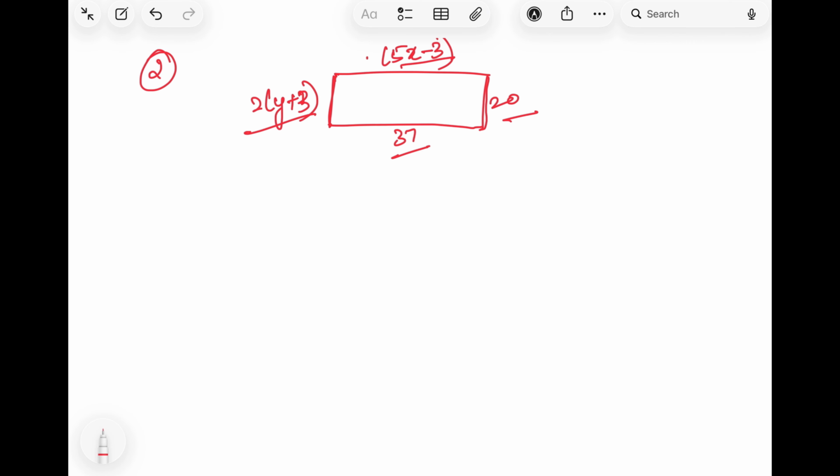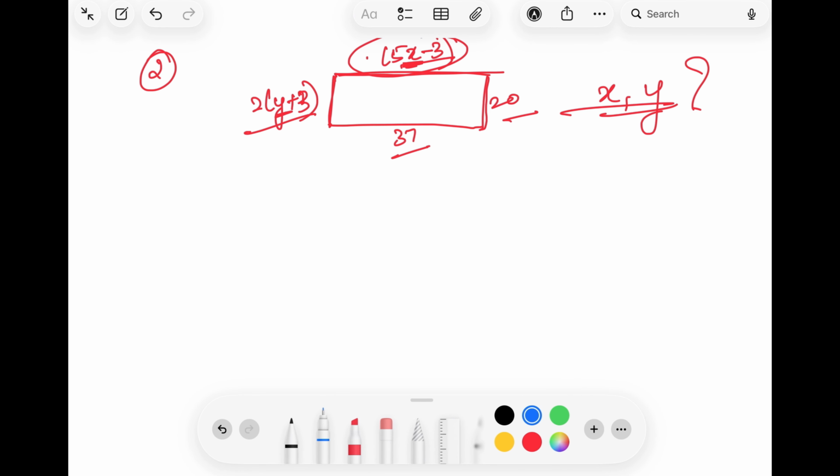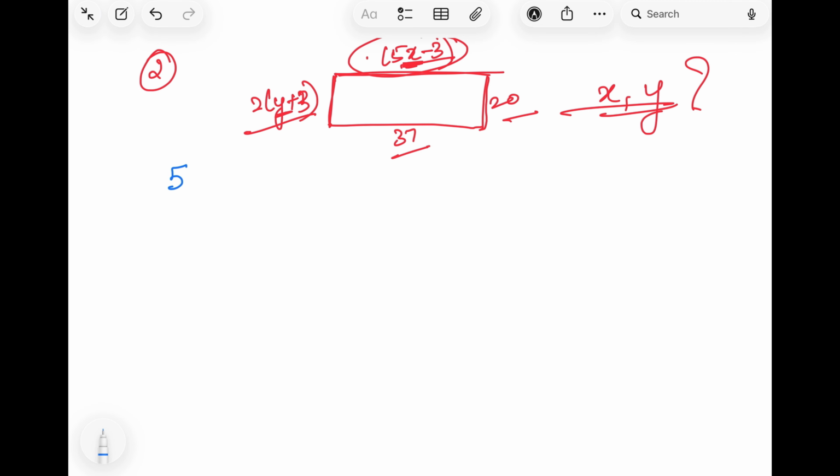So we are not finding out the side. What are we finding out? We're finding out the two unknowns here, that is x and y, the two variables. We need to find the value of x and y. How do we do that? We know that this side is equal to 37. So simply we will write this expression as equal to 37. So we will write 5x minus 3 is equal to 37.